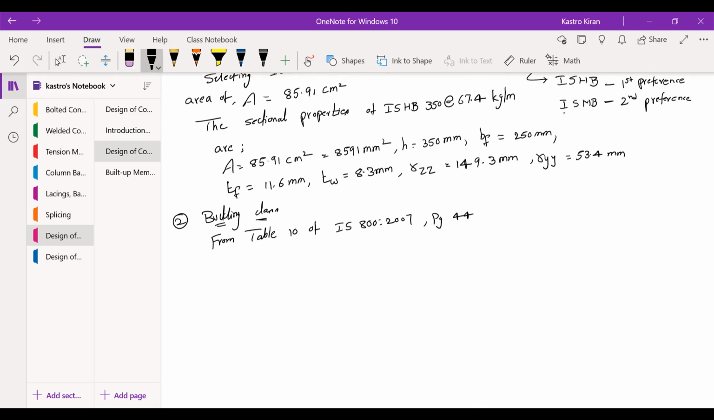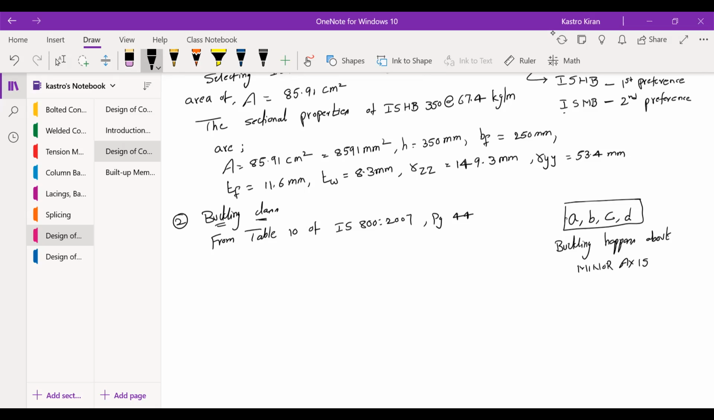So let's quickly look into the table 10 and understand which buckling class it belongs to. Before finding out the buckling class, remember we have four buckling classes, that is A, B, C, D. And when I was telling the first problem, I told that buckling always happens about the minor axis. I hope you remember this one. This we have discussed in the analysis problem.